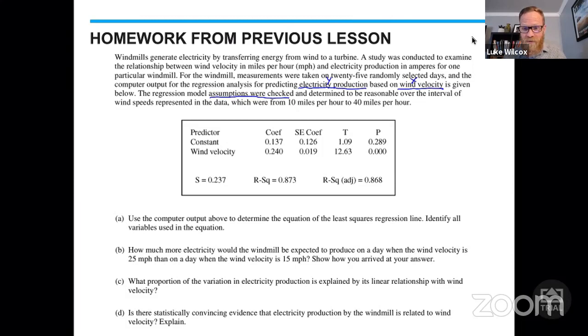So we don't actually have to go through and check the conditions, which is kind of nice. So we have our computer output here. Let's identify a couple of things here in the computer output. First of all, I do want you to know that the x variable will always be represented below the word constant, and we actually knew that the wind velocity was going to be the x variable.